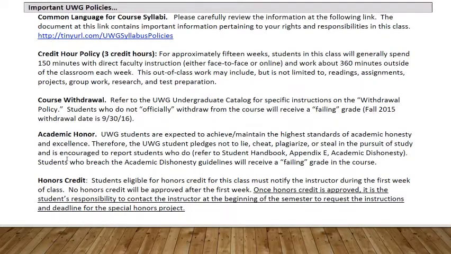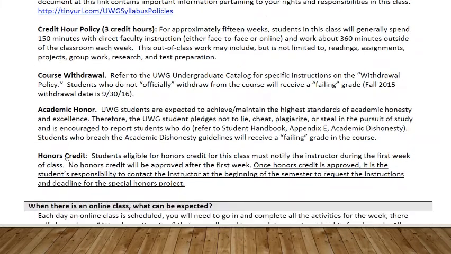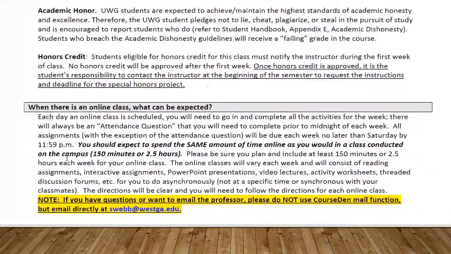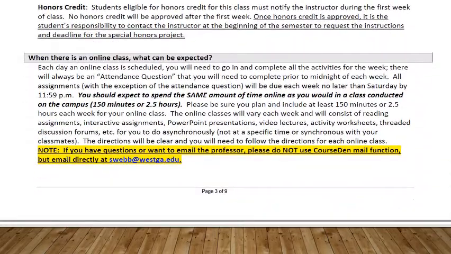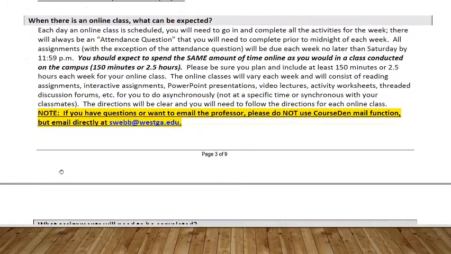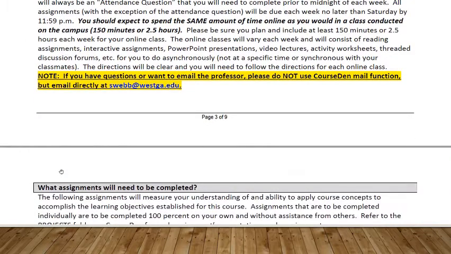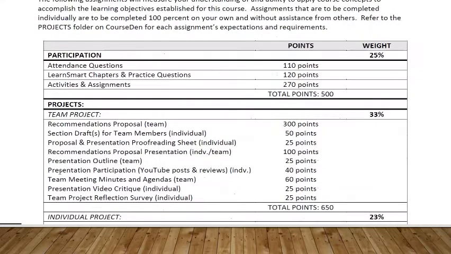The course withdrawal period is indicated, as well as academic honor and honors credit. And again, as mentioned, you'll need to spend the same amount of time as you would in a class conducted on campus as you would online. So in addition to the attendance question each week, there will be various assignments that you'll be completing by Saturday at 11:59 p.m. or midnight. There'll be a lot of different types of activities, and as I mentioned, make sure that you email me directly at sweb@westga.edu.